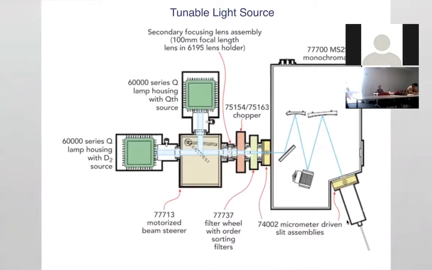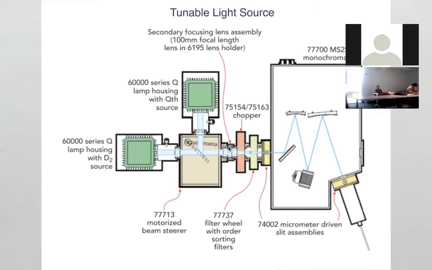This is just another version of this tunable light source. Not terribly important, but let's just quickly go through it. In this case, there are two lamps. So this is a tungsten halogen lamp, and this is a deuterium lamp, which allows you to get to shorter wavelengths if needed. And there's a mirror here, which flips down. So if it's flipped up, you use the deuterium lamp. If it flips down, you use this lamp.